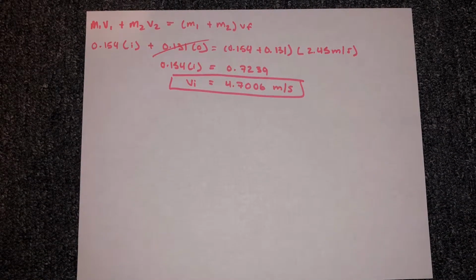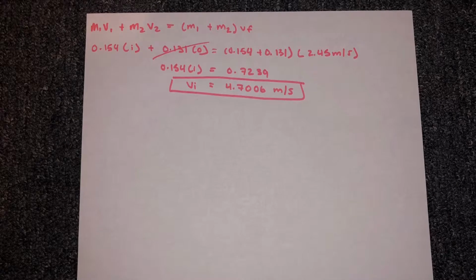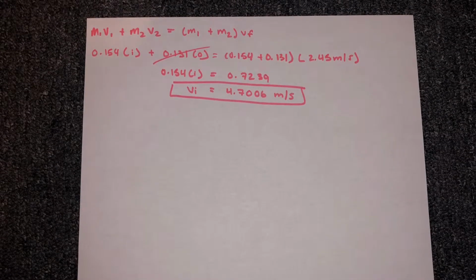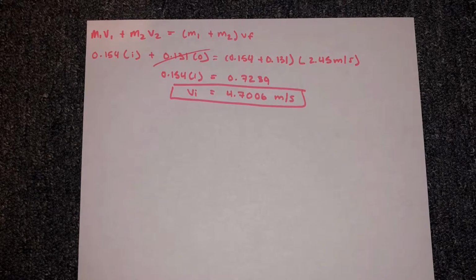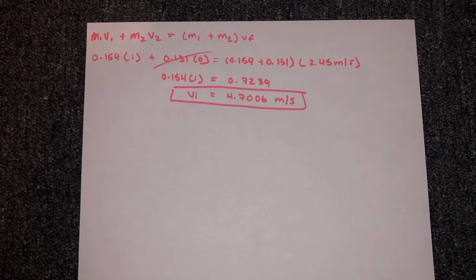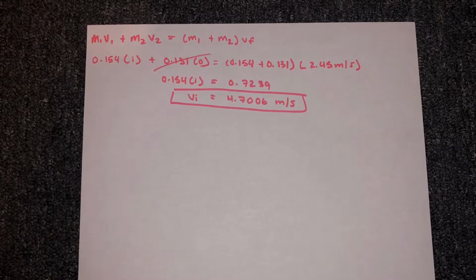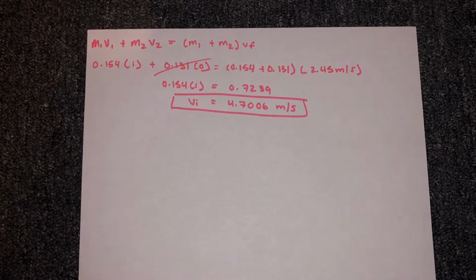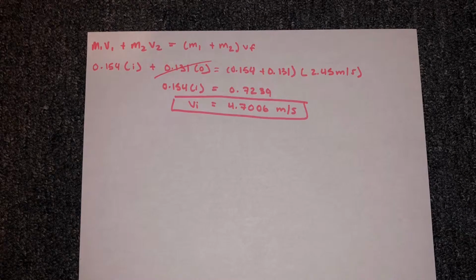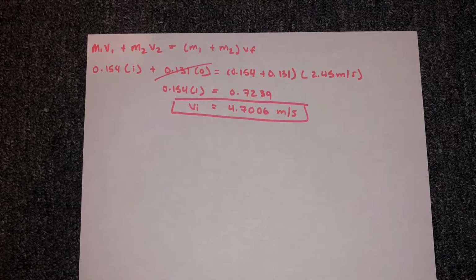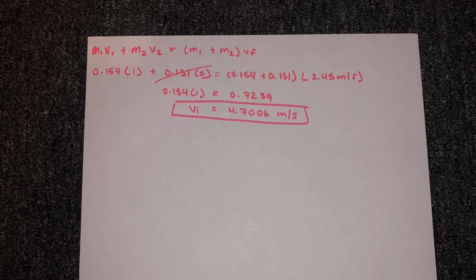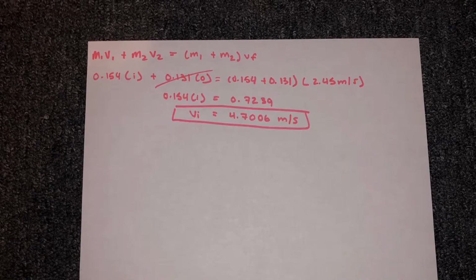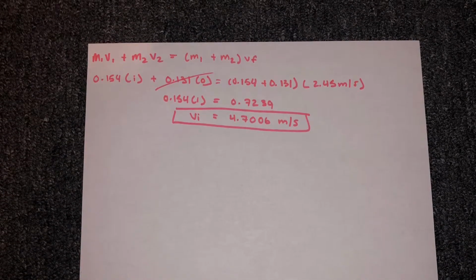You do not know the initial velocity of the Viper, so you want to solve for the initial velocity for it. The velocity of the red car is 0, which then cancels out the mass of the red car. Then, you can add the two masses of the cars, multiply by the final velocity, and divide by the mass of the Viper to find its initial velocity. In this case, the initial velocity was 4.7006 meters per second.